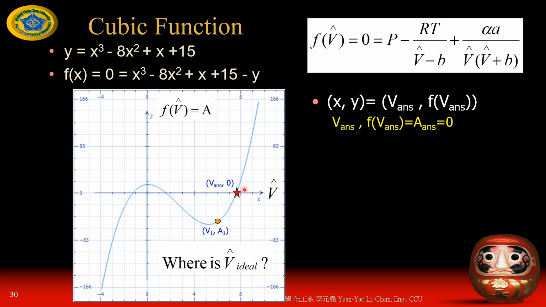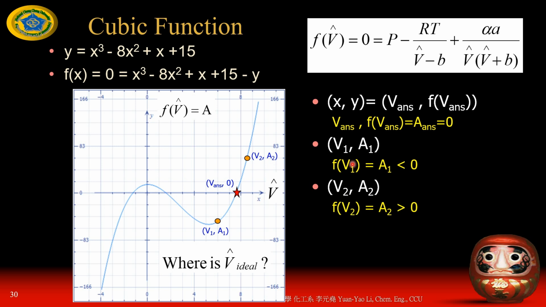And you start from the beginning using V1, A1. What is V1? V1 is the ideal one. You use PV equals nRT and you get V1, and you get A1 here. Then the function at V1 is A1, which is less than 0. And you need to find A2, which is greater than 0. So you find another V, V2, and you get A2. A2 needs to be greater than 0.